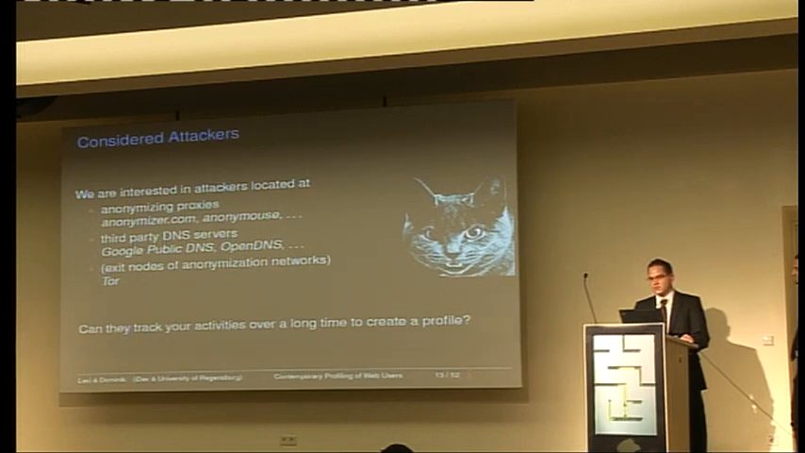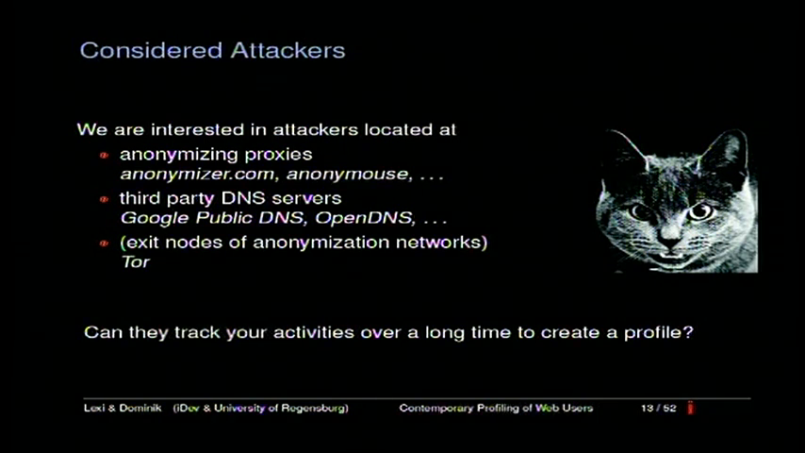Now, we're considering specific attackers in this talk only, and the attackers we are considering are either anonymizing proxies, like web proxies or CGI proxies. We are also considering third-party DNS servers, like the popular Google Public DNS, which is pretty fast and says it's secure, and OpenDNS. And we are somewhat also considering anonymizers like Tor, but only very briefly. And the overall question is whether those adversaries can track your activities if you're using them. So if you're using anonymizer.com daily, can anonymizer.com track you over several days? That's the central question here.